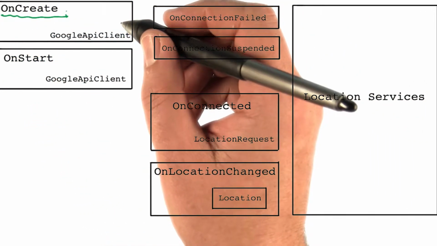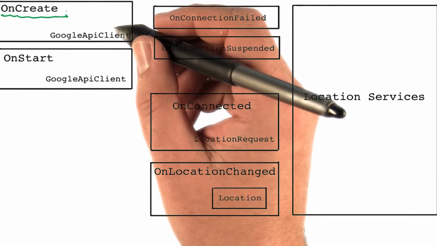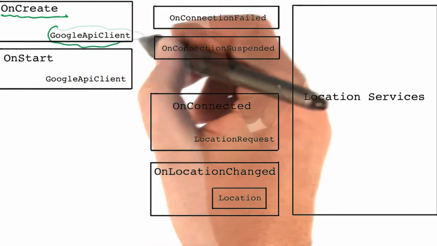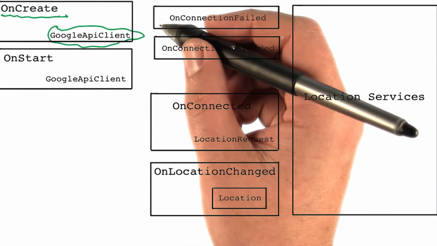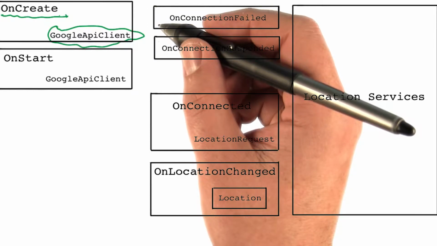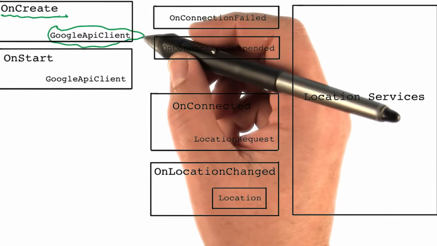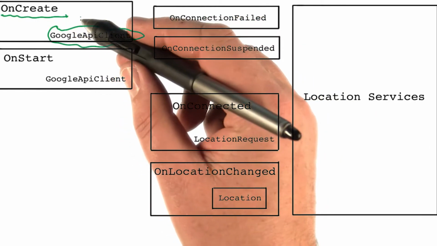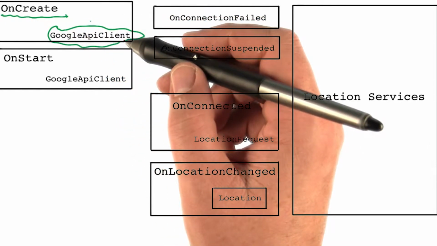We've implemented this already. And this is called when our activity is created. In this, we set up the Google API client. And we tell it to use location services and the location callbacks to call when stuff happens on the client. Once onCreate has done its thing, the app will start running.